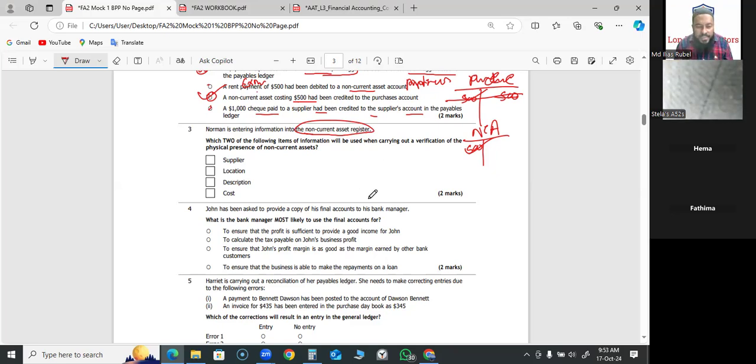Thanks for being enthusiastic. But moving into the question, which 2 of the following items of information will be used when carrying out a verification? Highlight that one, verification of the physical presence of a non-current asset. You see, you maintain a non-current asset register, but you're going to verify an asset, does it exist or not? Like next room or warehouse. What are you going to check? Or did they ask for 2? You're going to check the location straight away. You're going to check the description. Not the supplier and the cost. So some of the answers you need to learn by heart. Some of the answers you practice and learn, and some are conceptual.